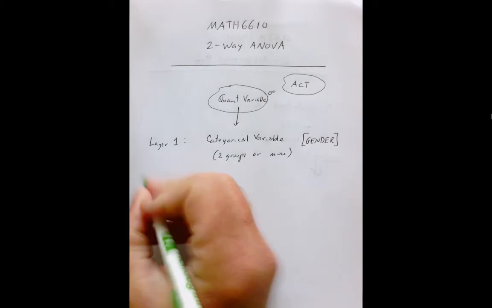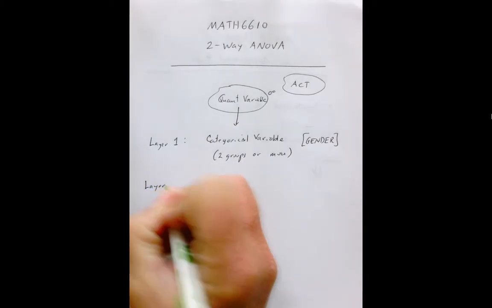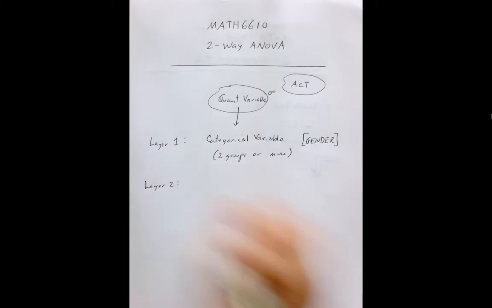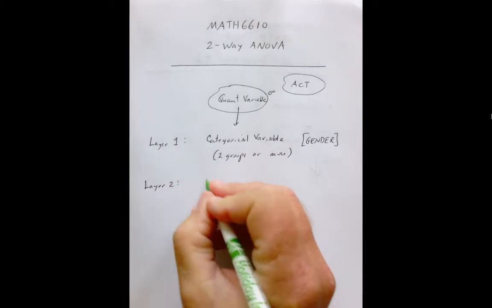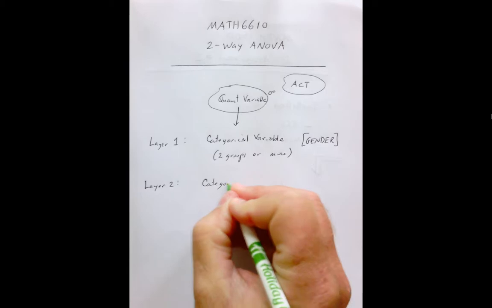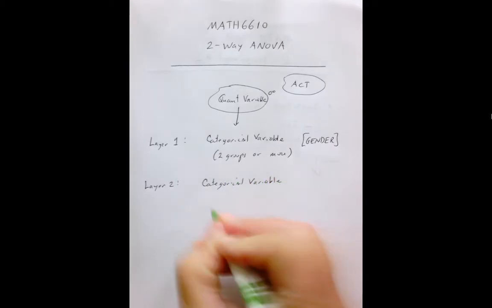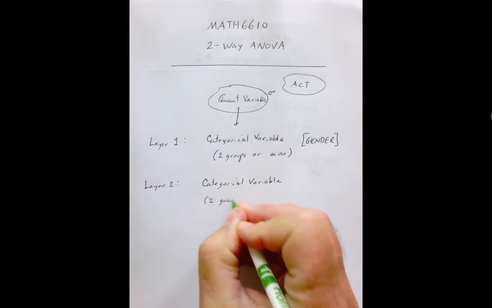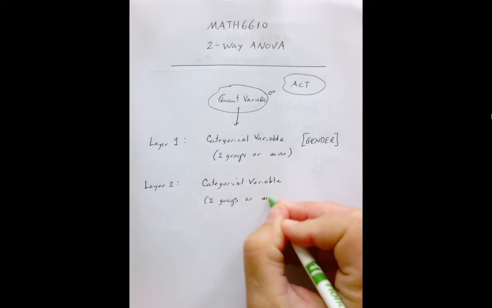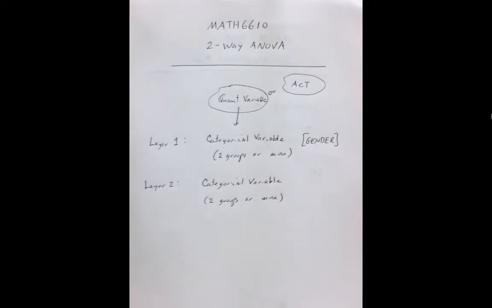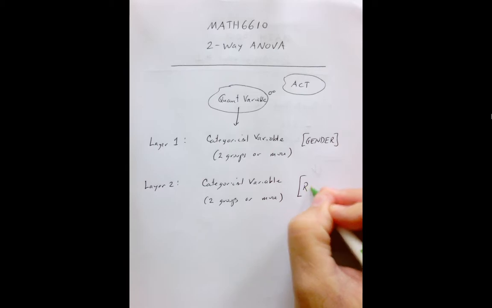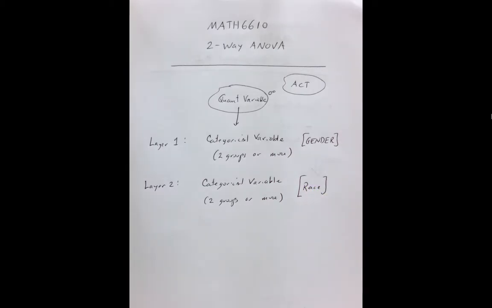But if we're conducting a two-way ANOVA, we have a second layer, which is also a categorical variable, which also has two groups or more. All right, so in a sense, let's say, for example, this first, and I don't know what we want to talk about down here. Maybe we can talk about race.